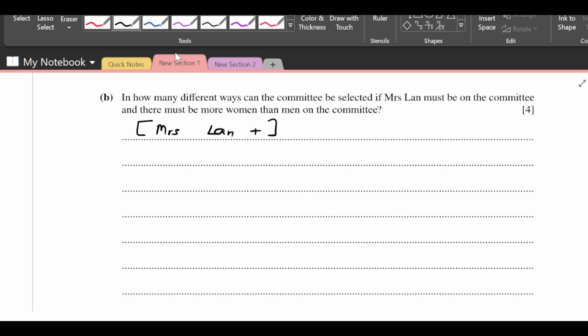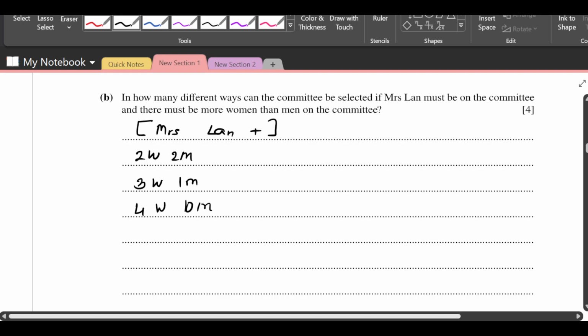So we have to make a committee of 5. Now Mrs. Lan is already there. I have to form a committee in which there are more women than men. So there could be 2 women and 2 men, or 3 women and 1 man, or 4 women and no men. So these are the 3 possibilities.